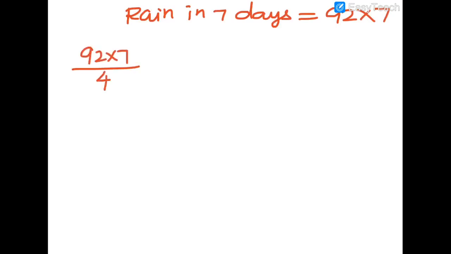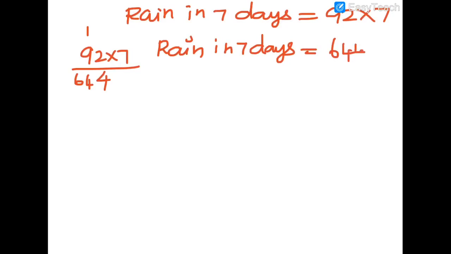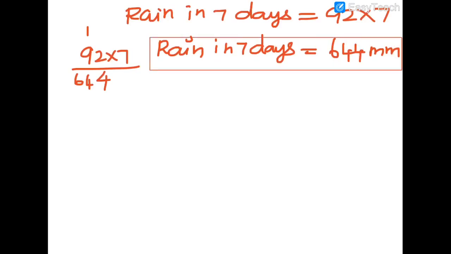So 2 7s are 14. So here 9 7s are 63, plus 1 is 64. So 644 will come. So that means rain in 7 days is equal to 644 millimeter. Okay, 644 millimeter. So this is the right answer. So I'll write that, I'll put a box around 644 millimeter. So this is the answer.